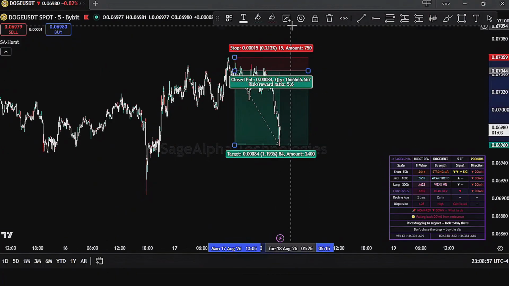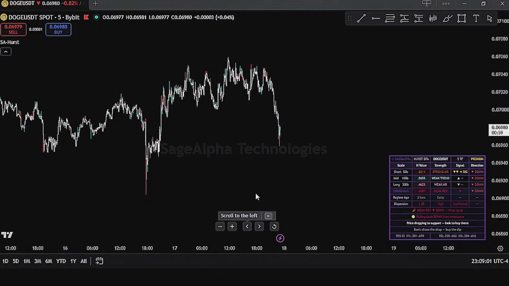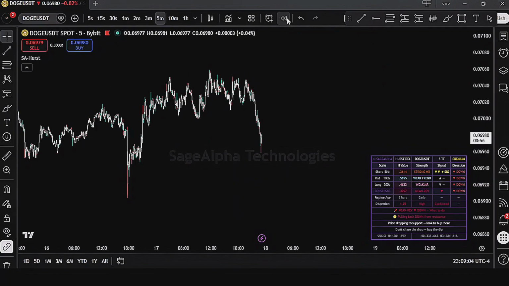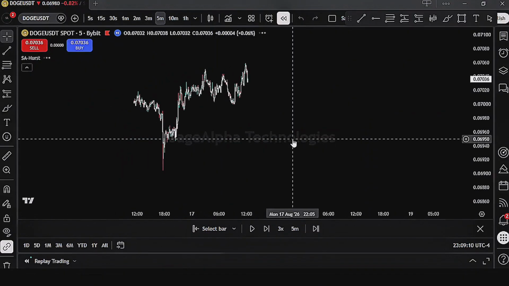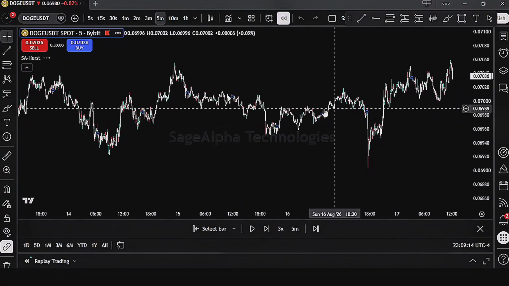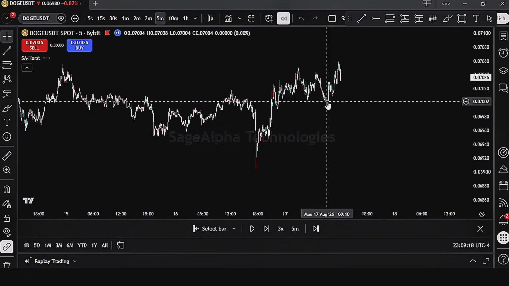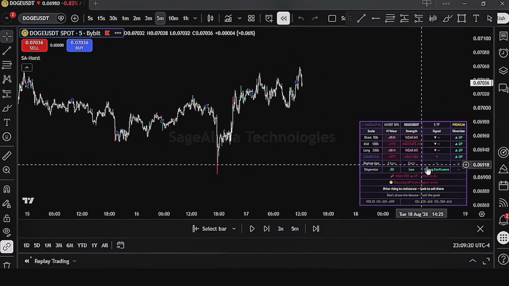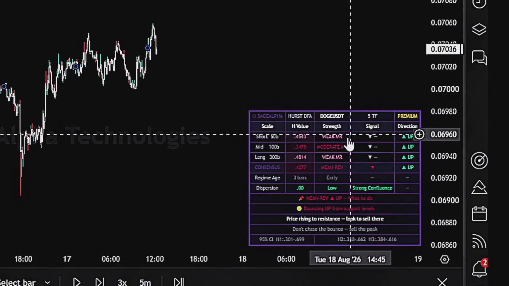Okay, so I'm going to delete this and I'm going to take you back in time to understand the executions. Here we have this right here. Okay, so now we can see that the price is formed in this area in this movement. So I came to my chart and I saw this kind of setup, and the indicator told me right here that there's a weak mean reversion.